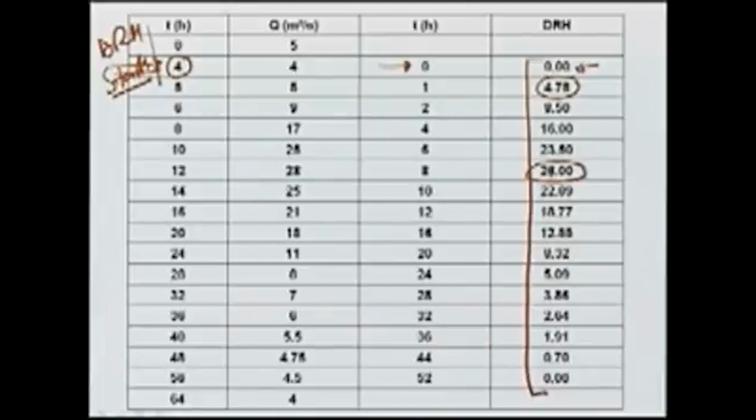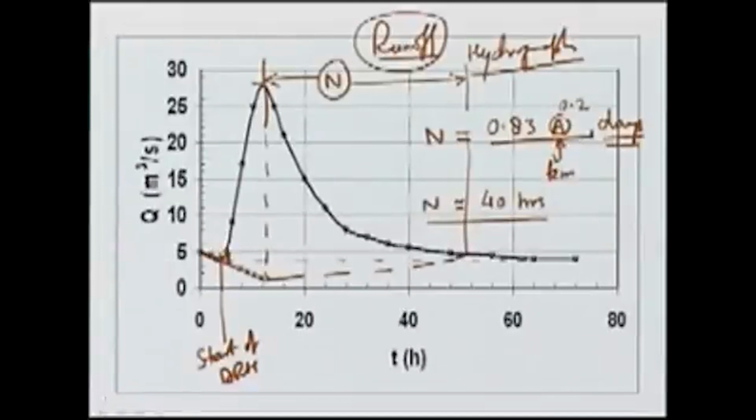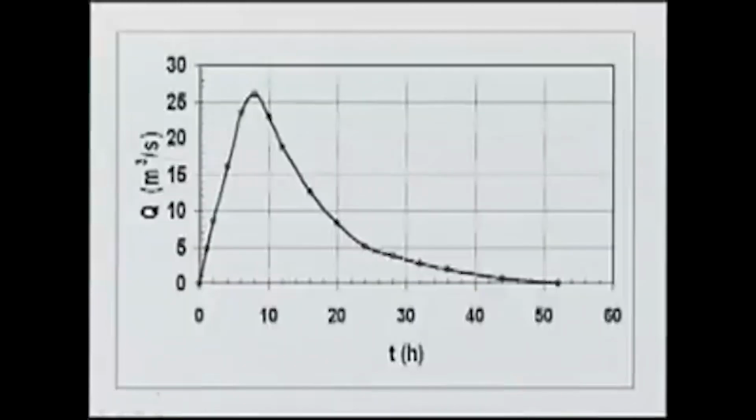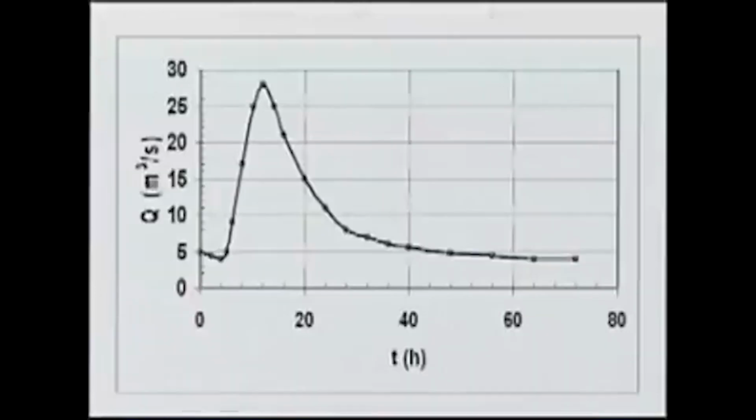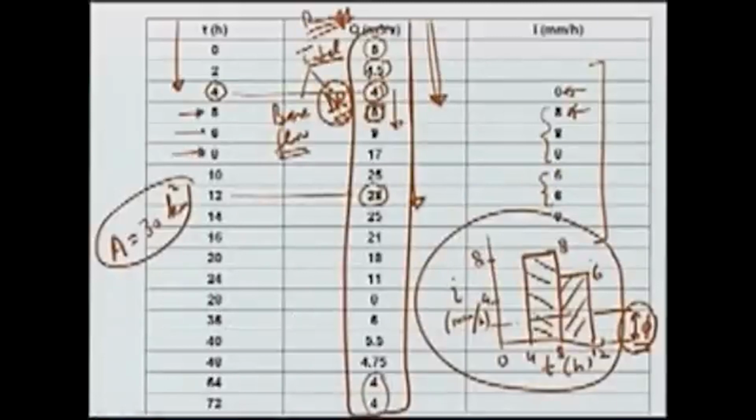So, these ordinates give us the direct runoff, and we can see that the maximum discharge in this case is 26, which is 28 minus this 2. So, in this way we can obtain the DRH and plot it, and this figure shows the DRH. This DRH is because of a rainfall which is given by two 4 hour rains of intensity 8 millimeter per hour and 6 millimeter per hour.